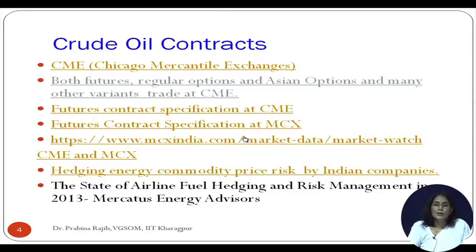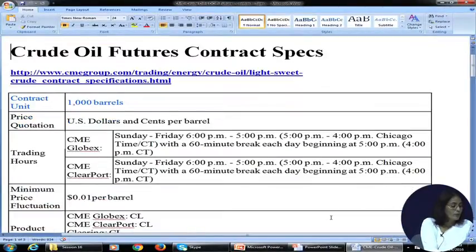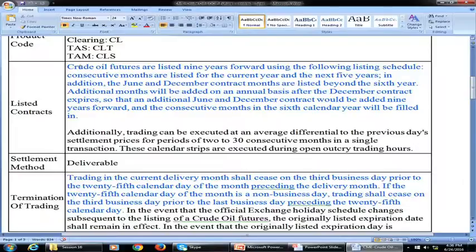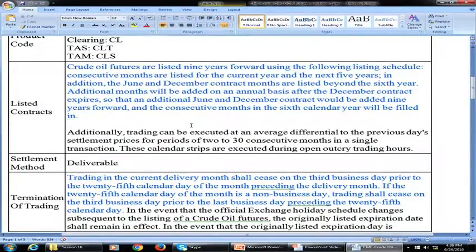Now let's understand a little more about the futures contract on crude oil traded at CME. Please see this one. This is your crude oil futures contract specification. The contract unit is 1000 barrels. Let's spend some time on this one, the listed contracts. I hope it is visible to you. So what are the listed contracts available?